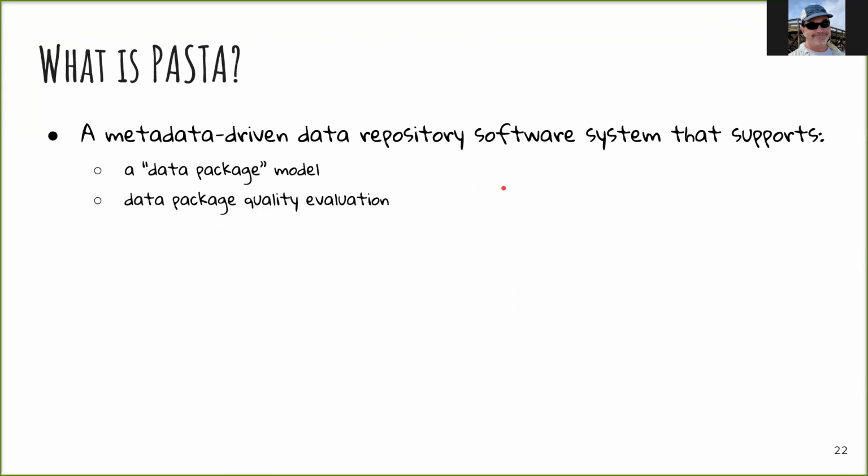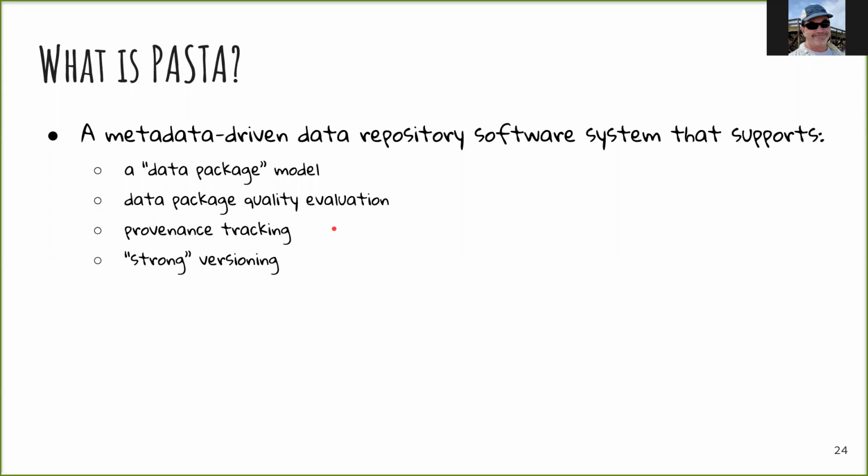It also supports data package quality evaluation. So all data packages that are uploaded and published through PASTA have to go through a quality evaluation. And if it doesn't pass that evaluation, it doesn't get published into the repository itself. We support provenance tracking as part of the metadata structure, and I'll talk about the provenance tracking.